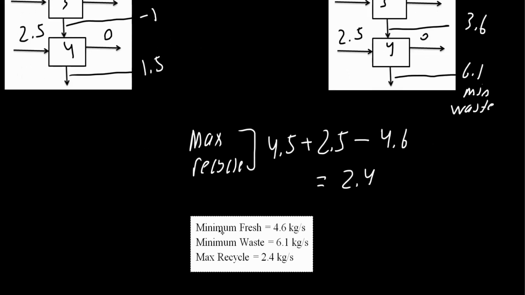I just typed this up. Minimum fresh was our 4.6, our minimum waste was our 6.1, and our maximum recycle was 2.4. And that's all you need to do to calculate minimum fresh, minimum waste, and maximum recycle using a load interval diagram and a cascade diagram.